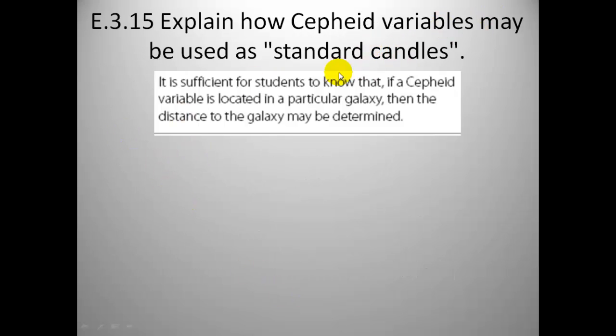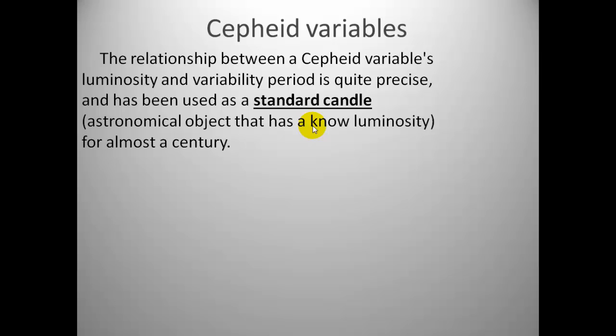Explain how cepheid variables may be used as standard candles. Now you need to know that if a cepheid variable is located in a particular galaxy, and you know the time period, you can work out its absolute luminosity, its absolute magnitude. Then you can work out the distance to that galaxy. So it's basically used as a standard measure for measuring distances, a standard candle. The relationship between the cepheid variable's luminosity and its period is quite precise, and that's why it's used as a standard candle. We can estimate the distance quite well.